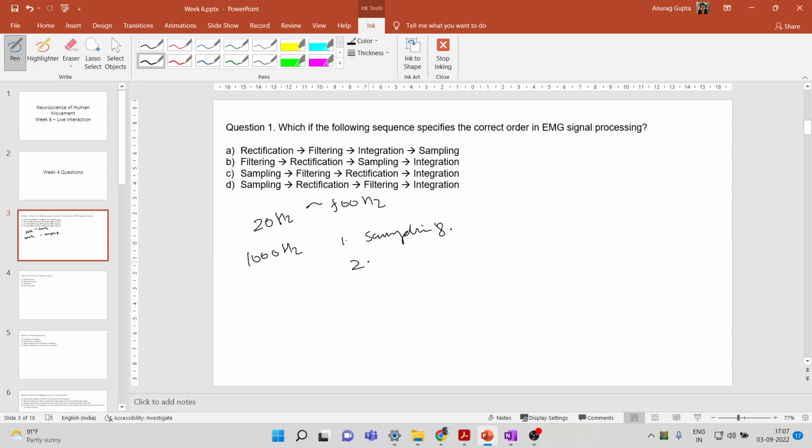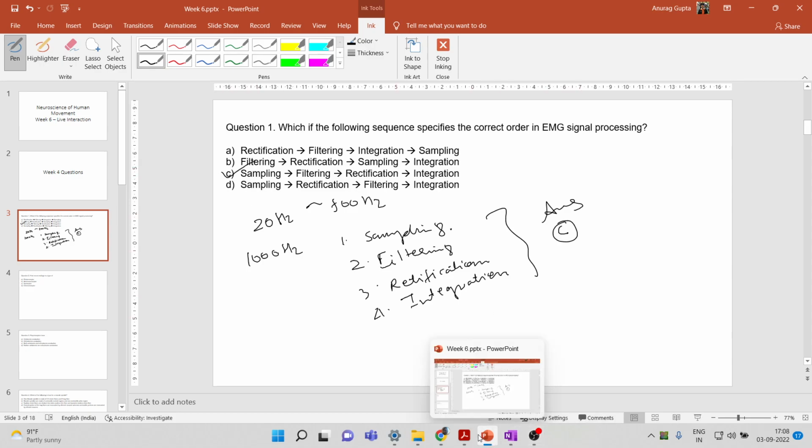After we sample the data, we need to filter the data to remove any noise. So the next step is filtering. Then the third step is we now need to process the data to get some kind of information out of it. So one of the steps to this is rectification. And finally, the last step is integration. So the answer is C. I think Monojit got it correct.